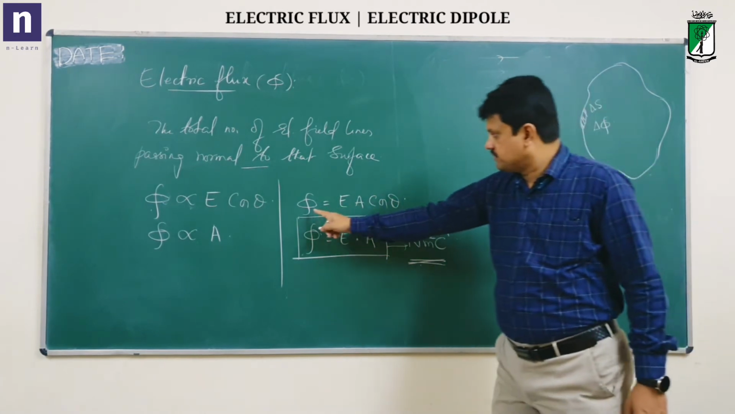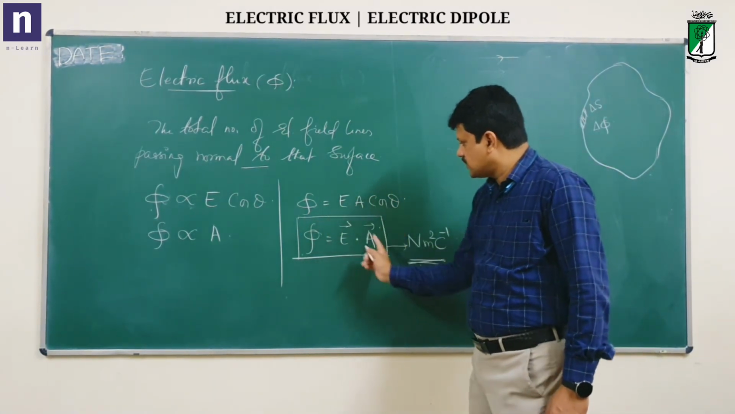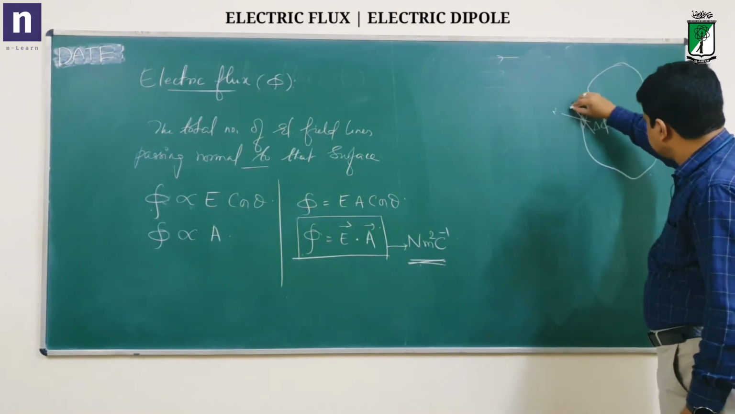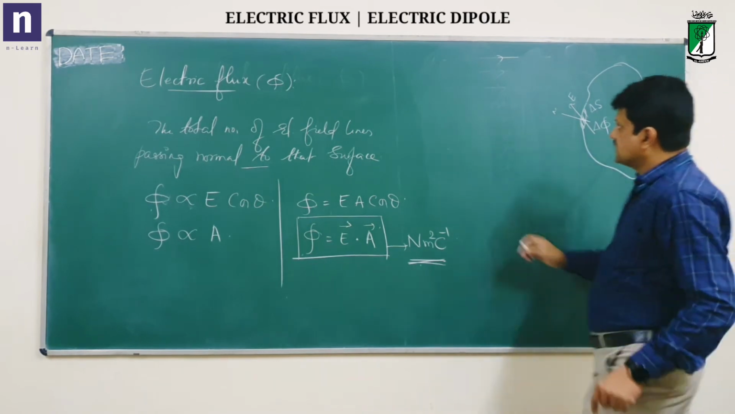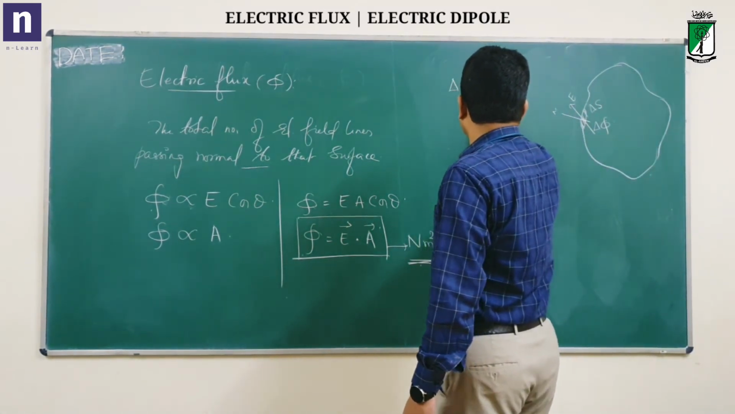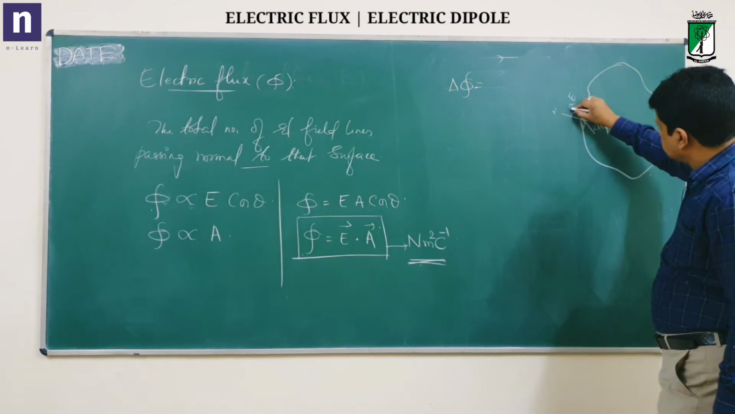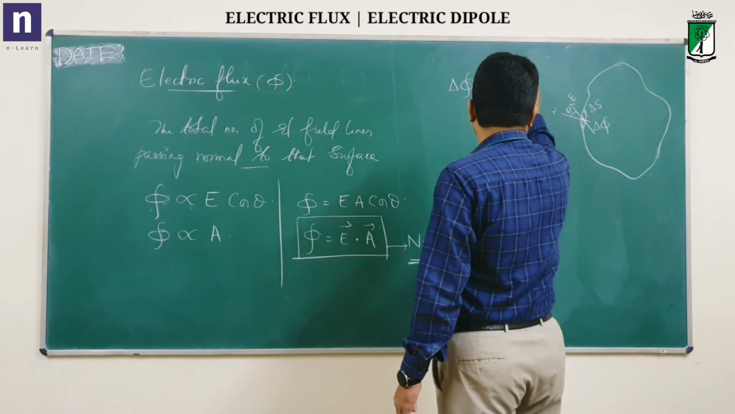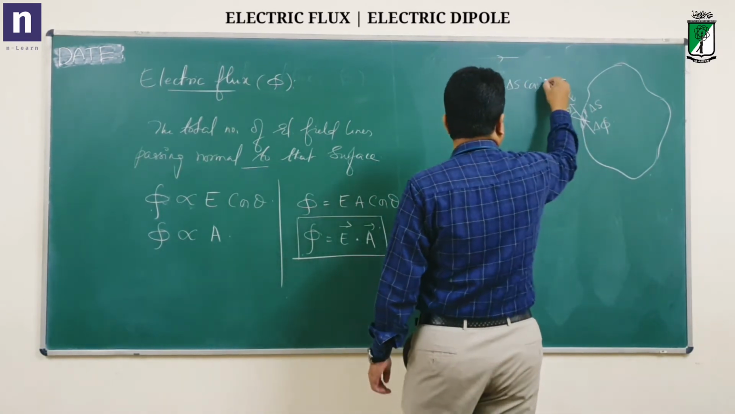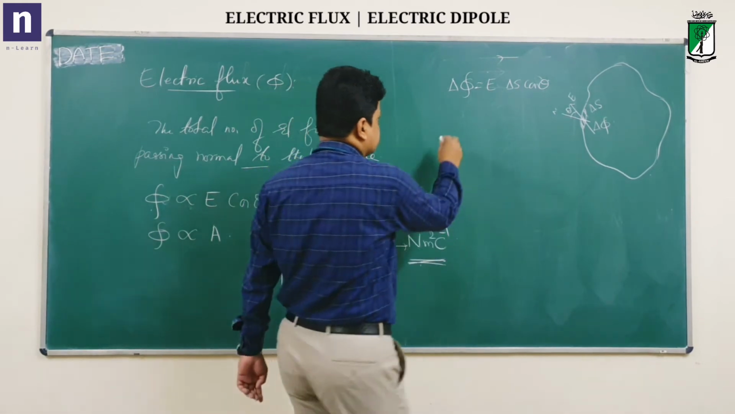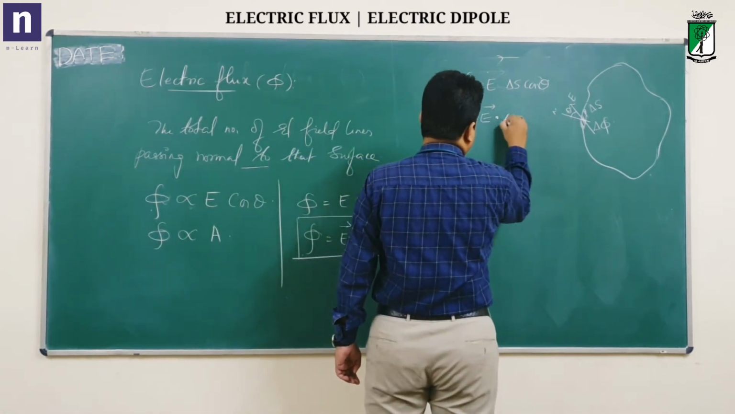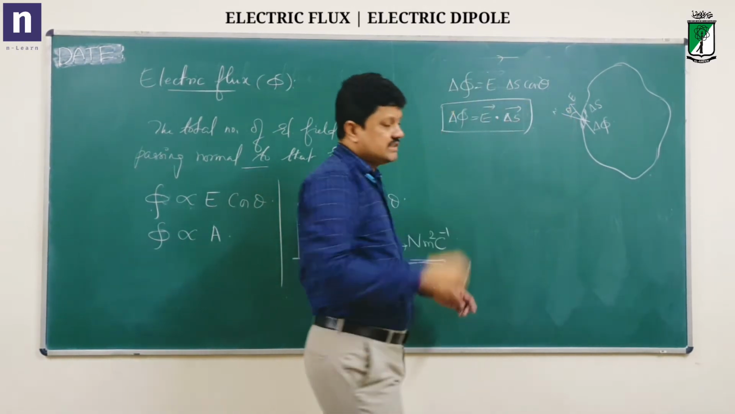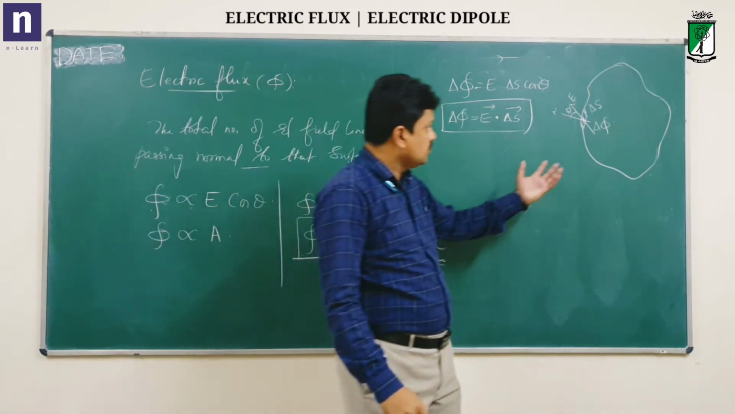Now what is the flux? Flux here is given by EA cos theta. Now here, if there is a normal and if there is some electric field E, then delta phi is equal to, with the angle between electric field and normal being theta, E into delta S cos theta is the electric flux, which is nothing but E dot delta S, the flux through that small surface area. Now what is the flux through the whole surface?